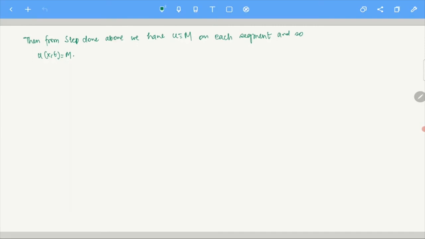And since omega is connected and you can connect any two points with a polygonal path, hence you can have u equals m in the whole domain. So essentially it is saying that if a maximum is attained in the interior, it has to be constant. Clear?